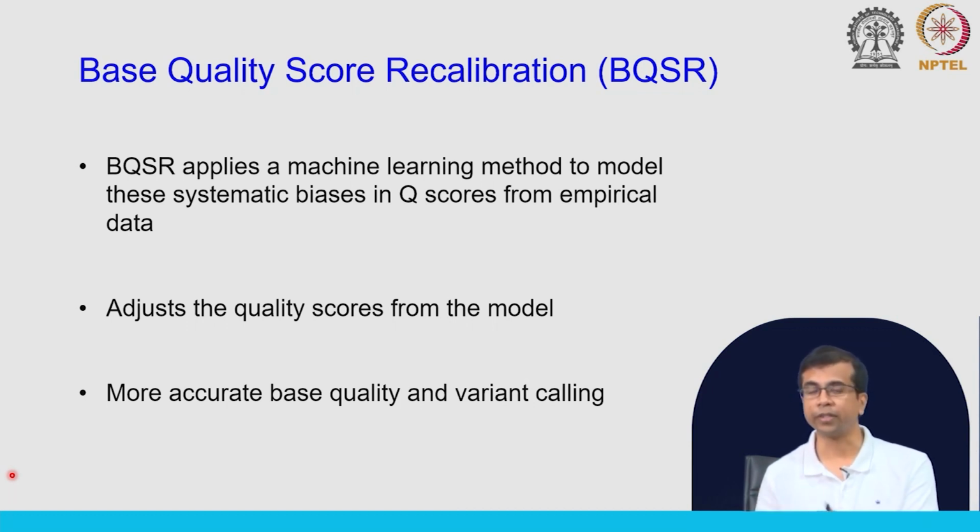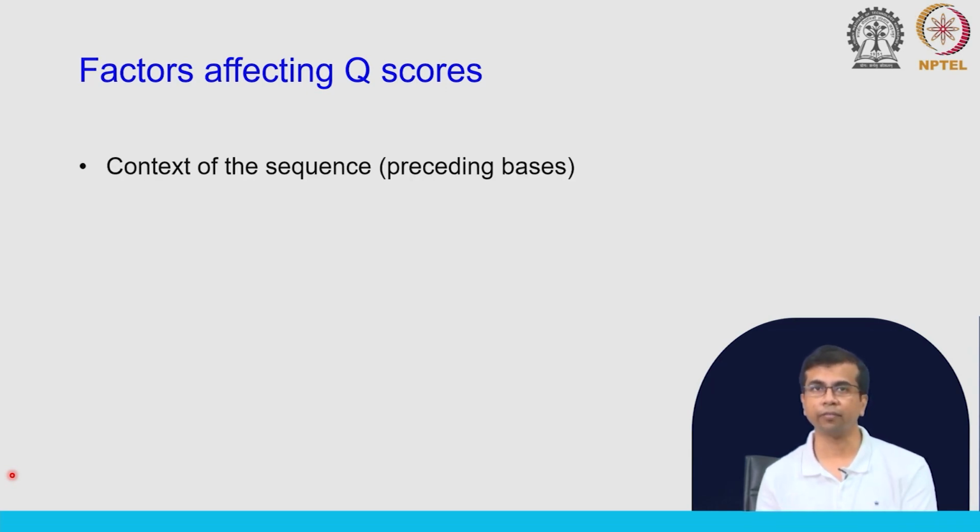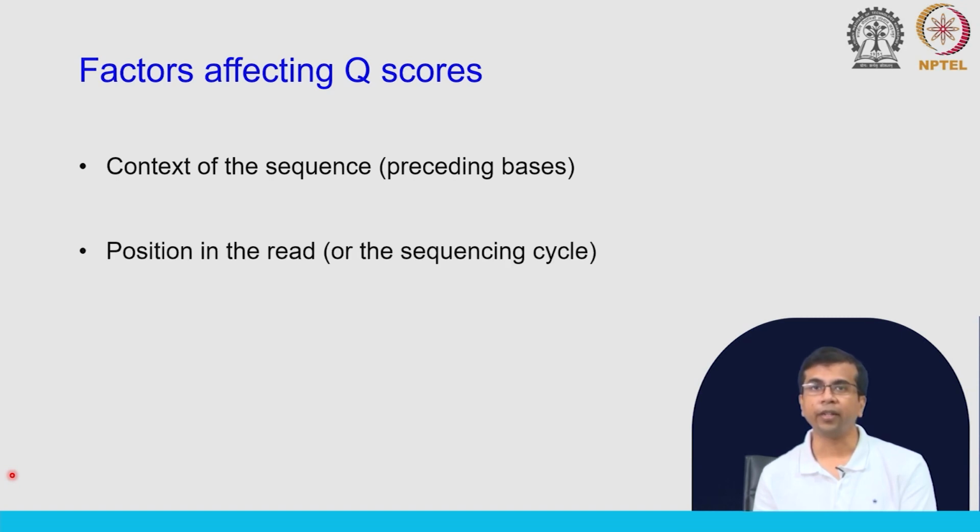Again, the goal of all this process is to do a more accurate analysis, and not identify false positive variants. So, what are the factors that affect Q scores that have mostly been studied? One is the context of the sequence, for example, the preceding bases, what are the bases beforehand. This has been observed, and also the position in the read or the sequencing cycle. This is something we have also learned earlier. For example, in Illumina the quality score starts to drop towards the end, for different reasons we have talked about. So, the position in the read is a very important factor and this is not surprising.